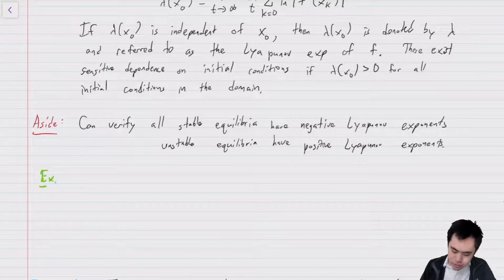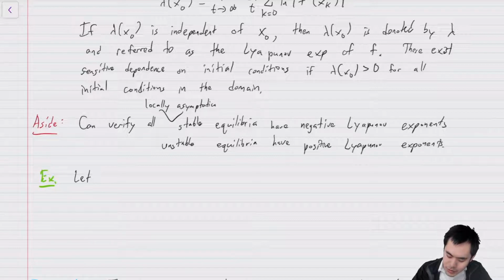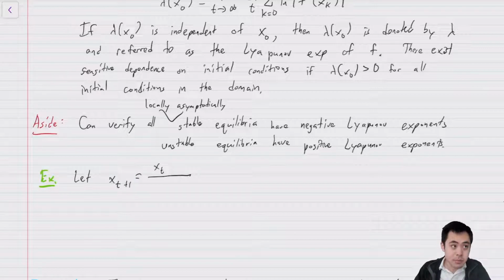So, example. Actually, let me say locally asymptotically stable, which is most of the stability that we've been talking about in this class, but let me just make that explicit. So let x sub t plus 1 be equal to x sub t plus x sub t squared over 2. Well, x bar equal to 0 and 1 are the equilibria.